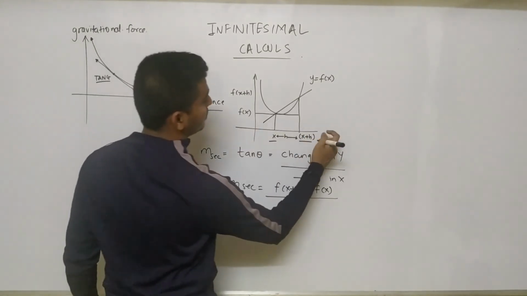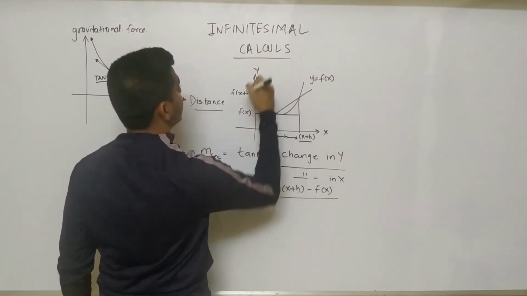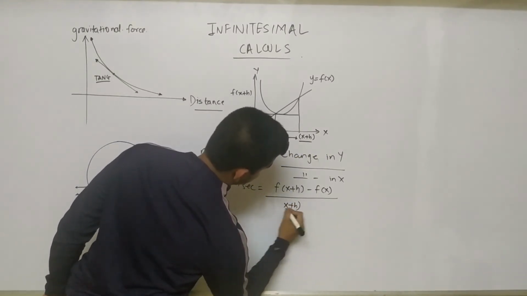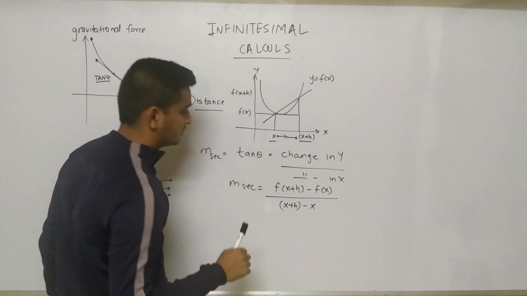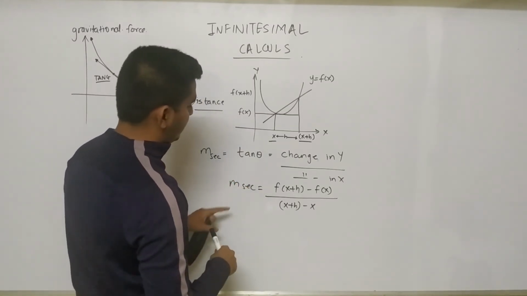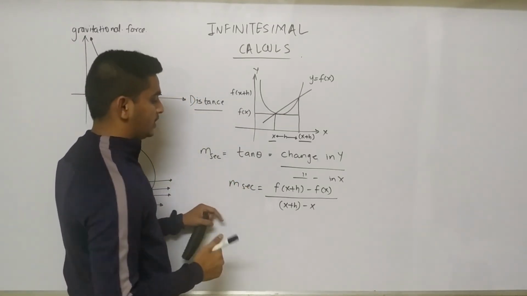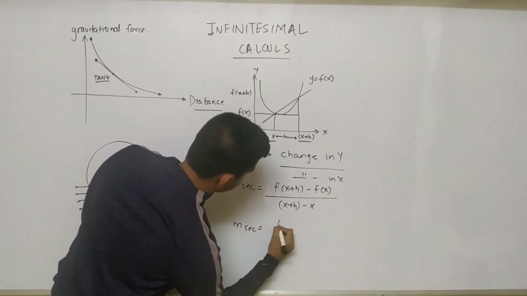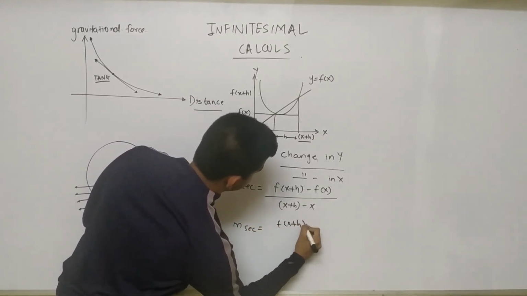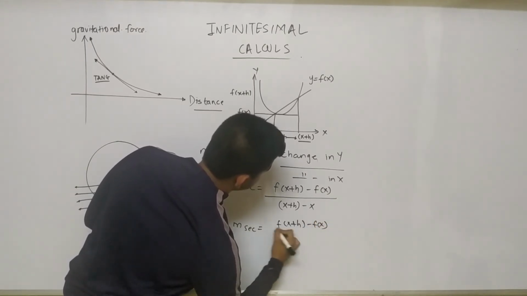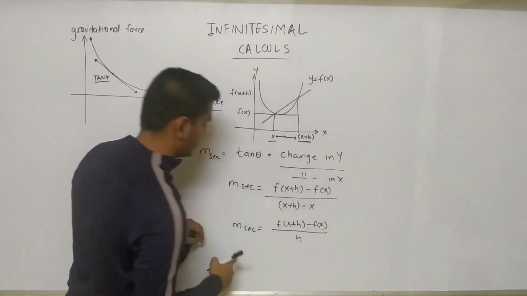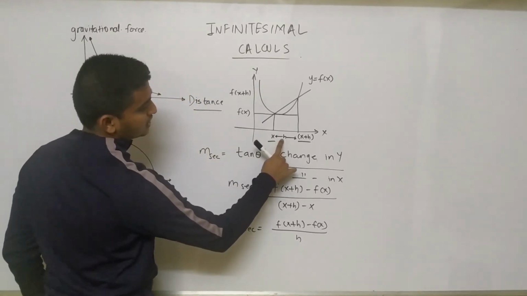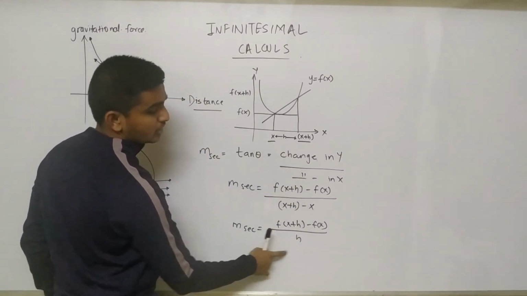And then what is the change in x value? This is the x axis, this is the y axis. So what is the change in x? It is x plus h minus x. And now you can figure out, what do we actually want? It is nothing but m of secant equals f of x plus h minus f of x upon h, right?